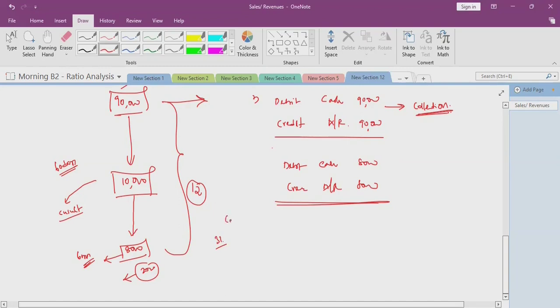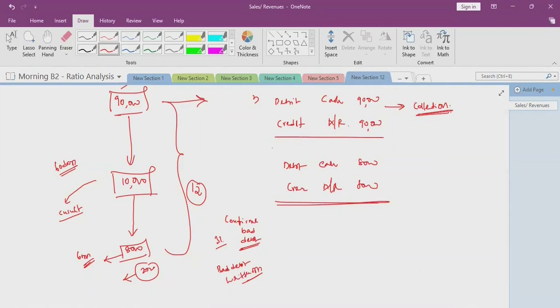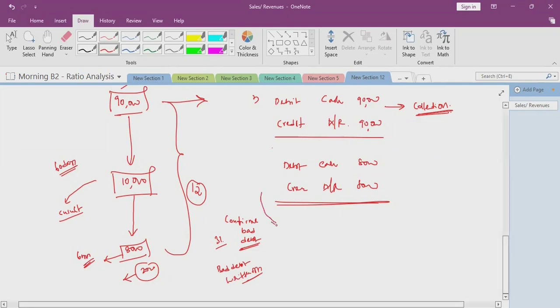So this is called confirmed bad debt, bad debts written off. The company has a policy that within so and so months, if the amount is not collected, and based on the circumstances report and all these things, it is confirmed that even if we go for legal formalities we can't collect, it is not possible to collect, then the company will write off this bad debt.